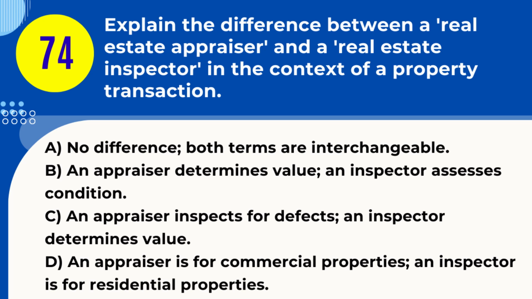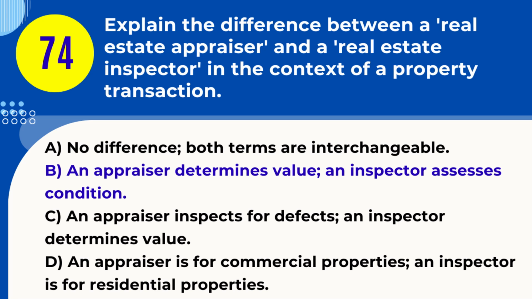Question 74. Explain the difference between a real estate appraiser and a real estate inspector in the context of a property transaction. A. No difference. Both terms are interchangeable. B. An appraiser determines value. An inspector assesses condition. C. An appraiser inspects for defects. An inspector determines value. D. An appraiser is for commercial properties. An inspector is for residential properties.